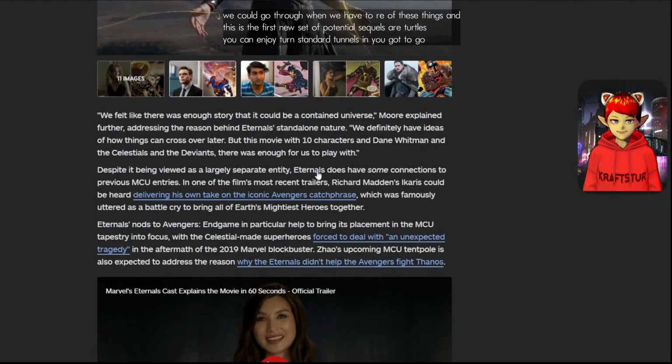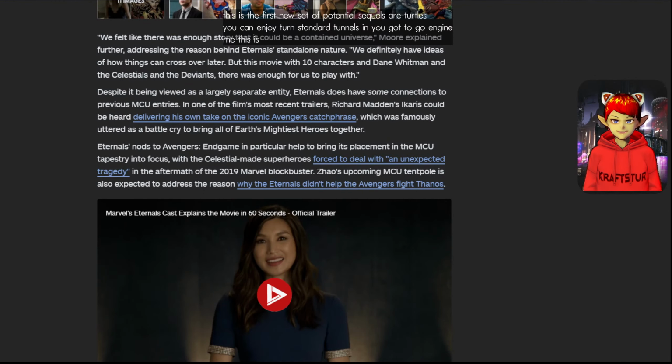And to me, this is damage mitigation. But let's continue with the article. "We felt like there was enough story that it could be a contained universe," Moore explained further, addressing the reason behind Eternals' standalone nature.